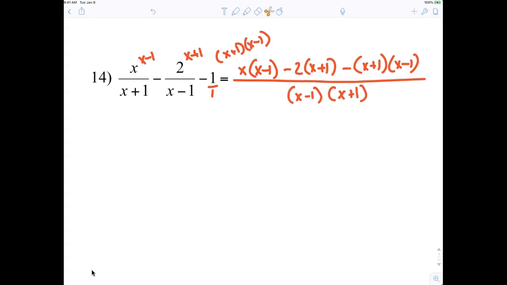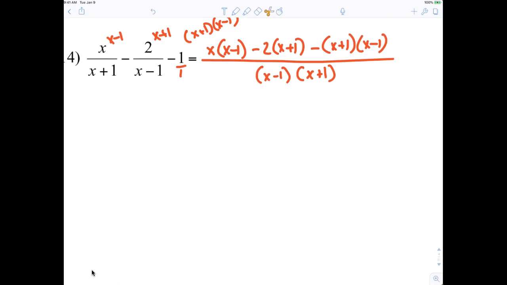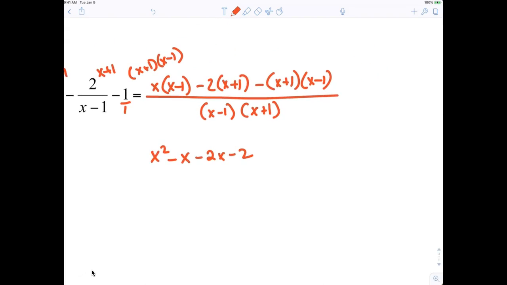Anybody have any issue with that? Okay, go. So then you reduce, so it would be x squared minus 1x, and then minus 2x minus 2. Now remember, what's x plus 1 times x minus 1?